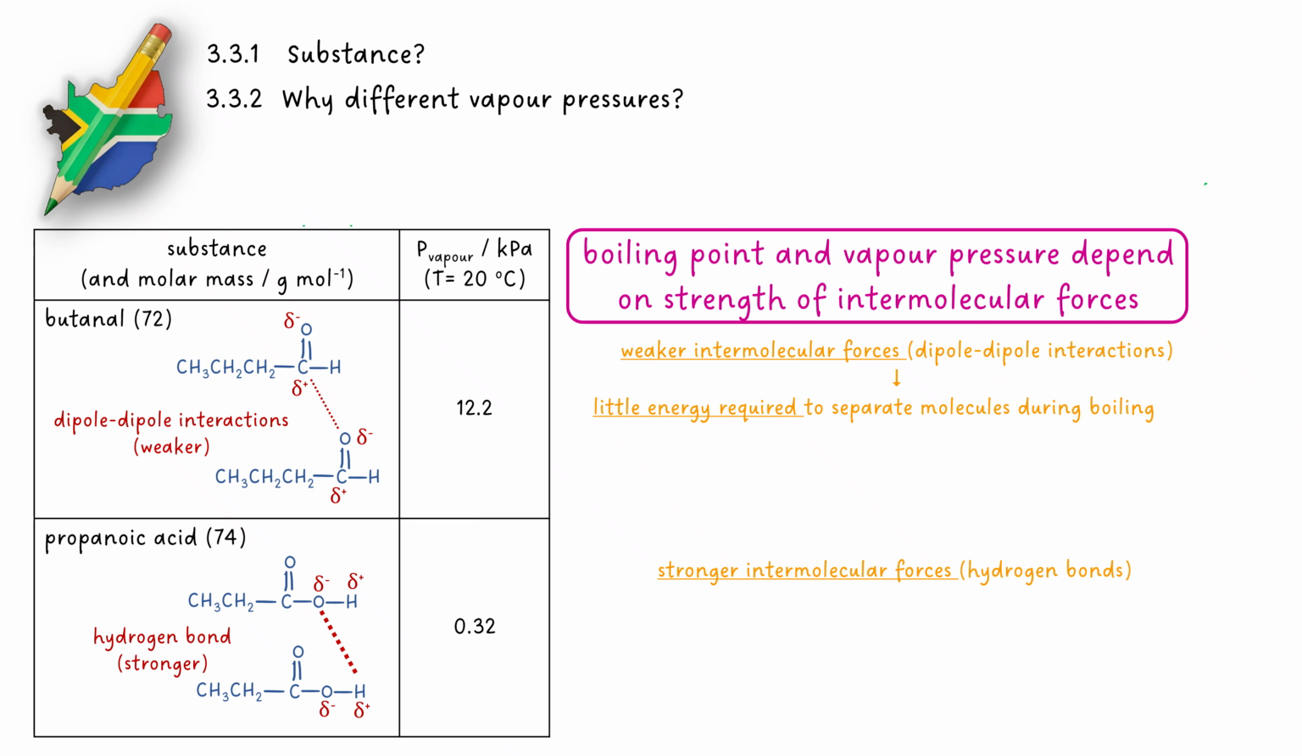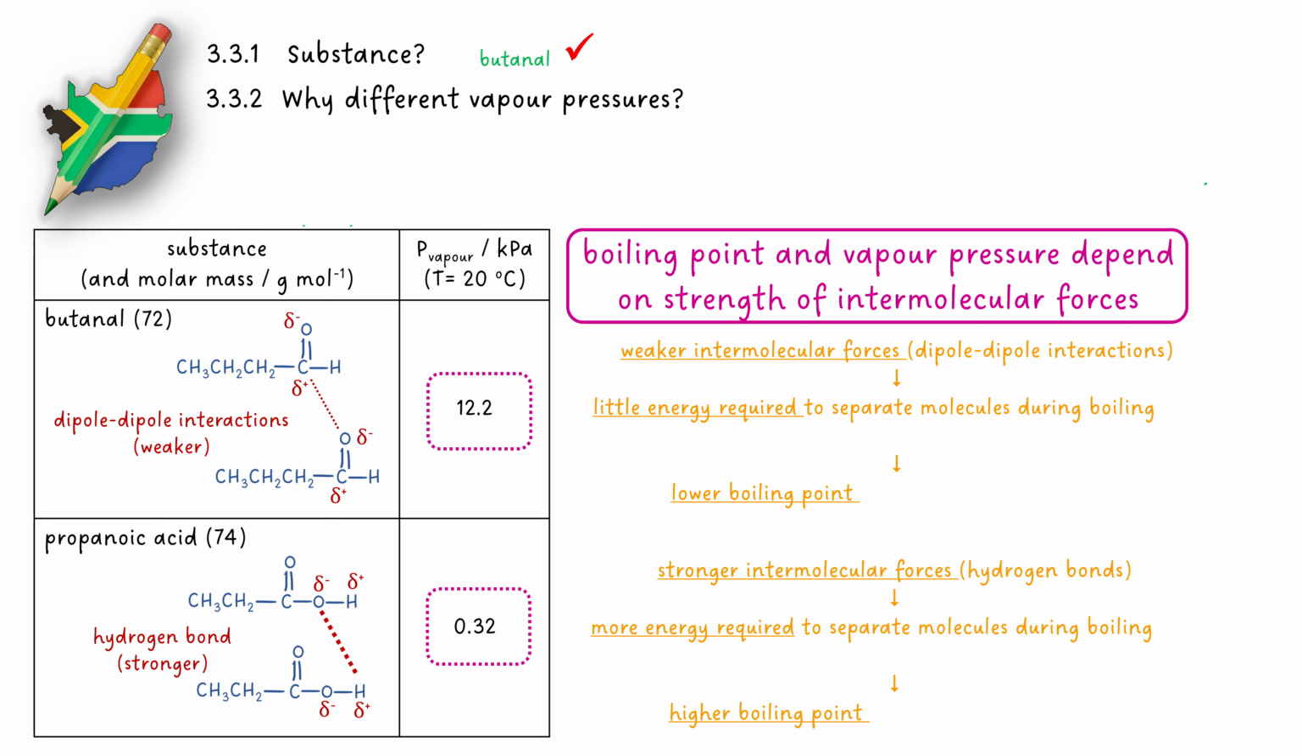Little energy is required to overcome the weaker dipole-dipole forces during boiling, and so butanol has a lower boiling point. More energy is required to overcome the stronger hydrogen bond forces during boiling, and so propanoic acid molecules have a higher boiling point. For the first part of the question, we can conclude that butanol has the lower boiling point.